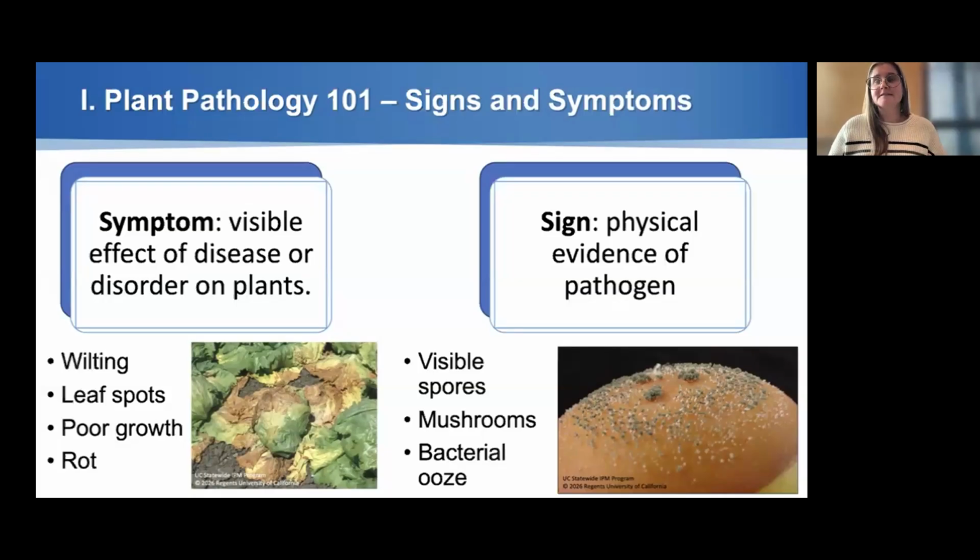A sign is a physical evidence of a pathogen, and this would obviously point more to a disease, as that is the physical sign of the infectious agent on the plant. So these are visible spores, mushrooms, and even bacterial ooze in the case of things like bacterial canker on tomato.